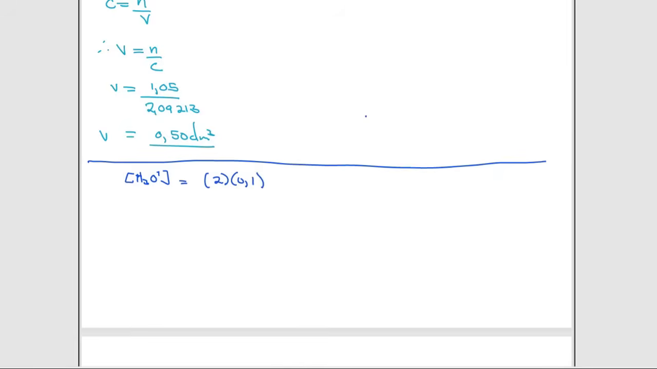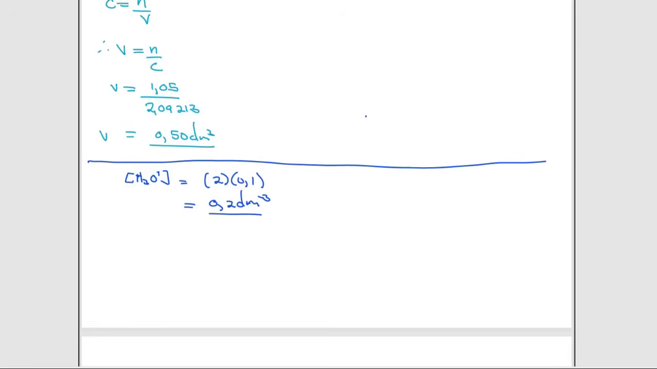So I'm going to say multiplied by 2, because remember, your sulfuric acid is what? A diprotic acid. So it means it can donate 2 protons. That's why I'm multiplying by 2 for those H3O plus ions, right? So if I do the multiplication there, it's going to give me a value of 0.2 dm cubed, like that, right? So this is what I'm going to have.